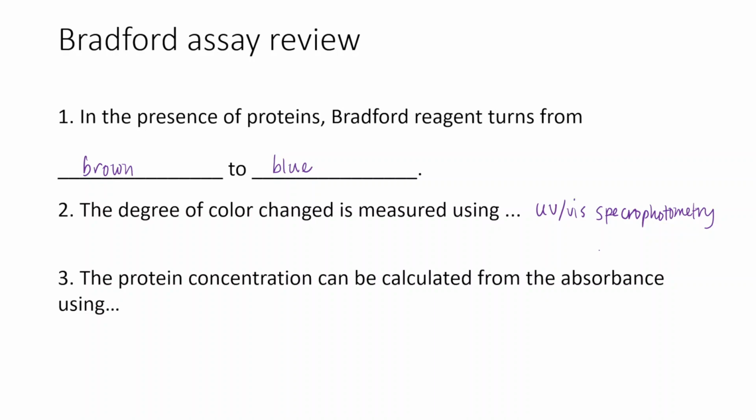So yeah, colors are in the visible region, right? So we can use UV-Vis to tell us how much of a particular color we have. So how do we then use this degree of color change that we're measuring to actually calculate our protein concentration? What do we need to measure aside from just our unknown sample? Yeah, exactly. So you need to create a standard curve.